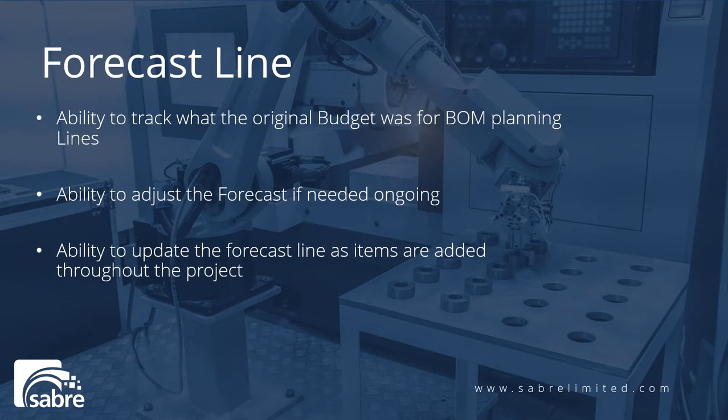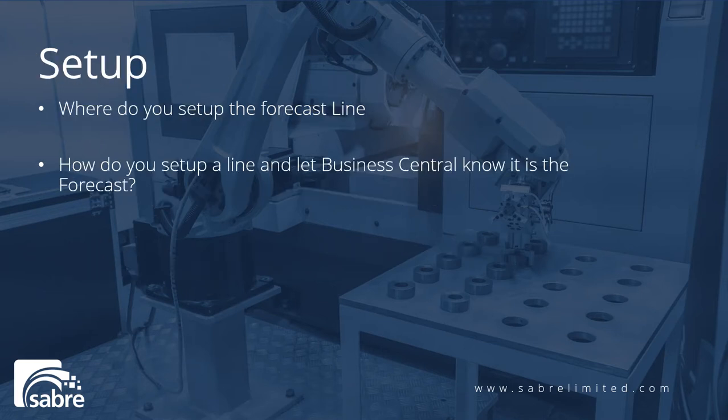We have the ability to adjust the forecast if we need ongoing, and we have the ability to update the forecast line as items are added throughout the project. Now I will say that last option there, the ability to update the forecast line, is available only if you have the premium subscription. But the ability to add the forecast line and update it on an ongoing basis would be available using the basic subscription.